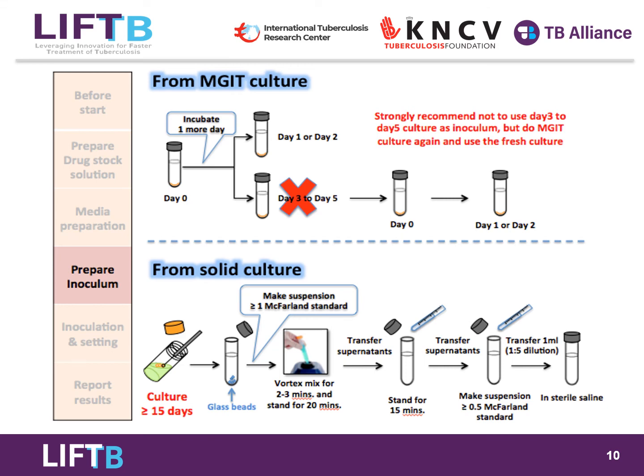3. Growth control inoculum. Transfer 0.1 ml of the prepared inoculum from either a positive midget tube or solid medium into 10 ml of distilled water to prepare the 1 to 10 GC inoculum.